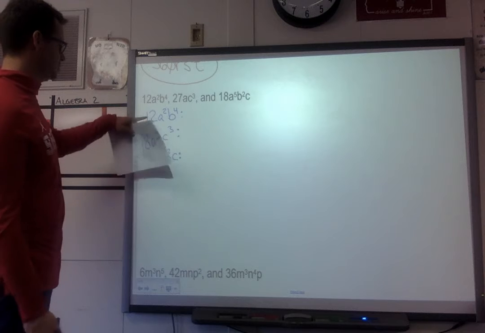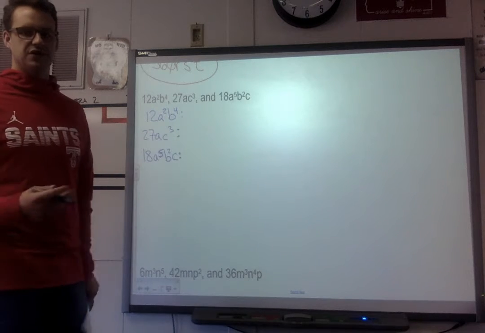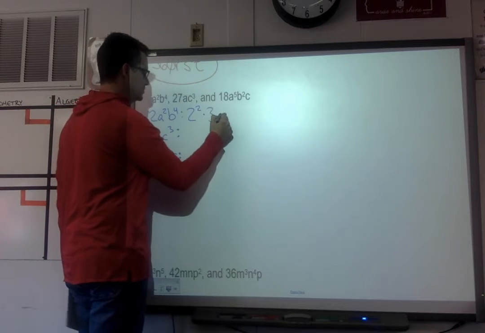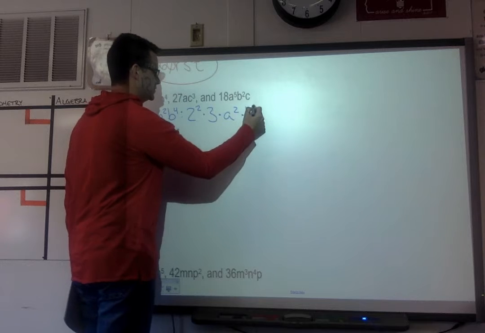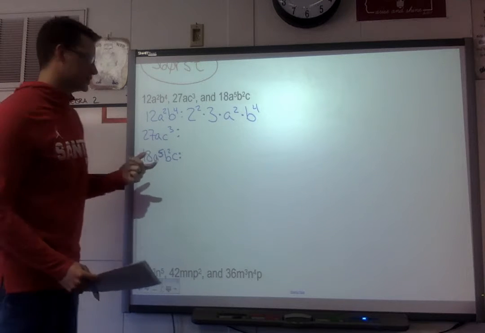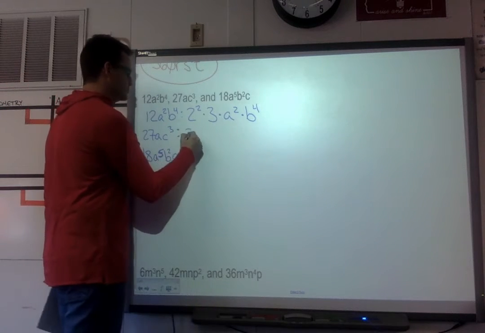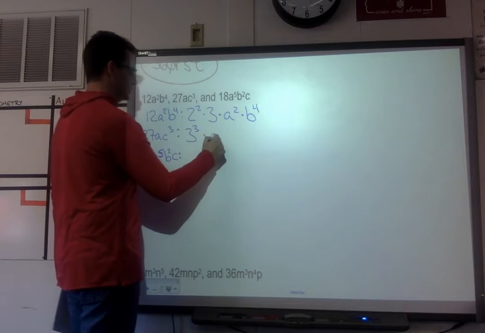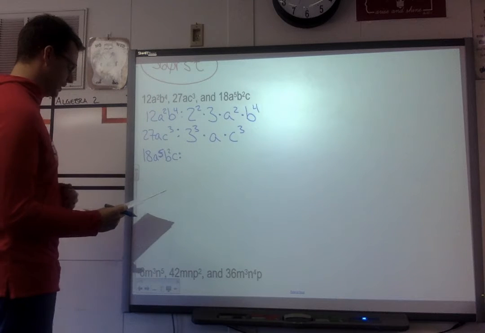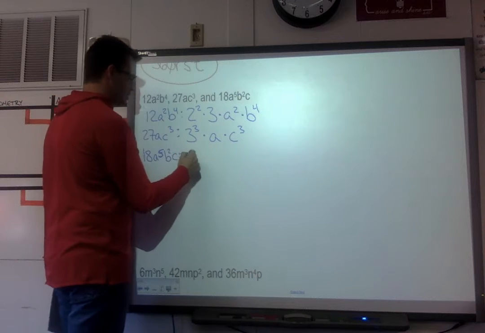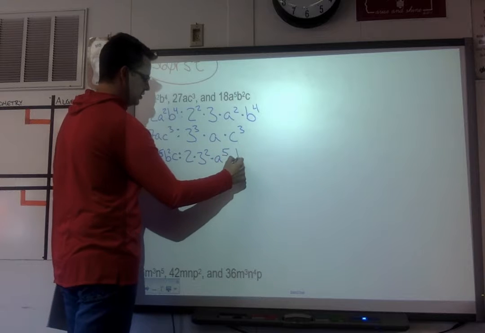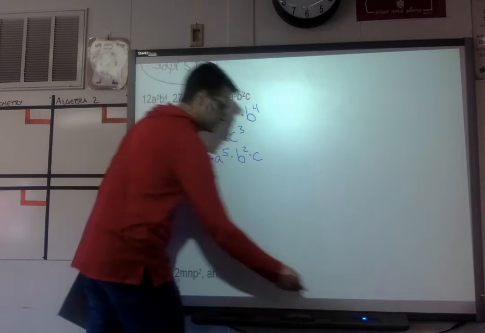So the prime factorization of these, for 12, I can break it down to 3 times 4. 4 is 2 squared. So 2 squared times 3 times a squared times b to the fourth. 27 is 9 times 3. 9 is 3 squared. 3 squared times 3 gives me 3 cubed times a times c cubed. 18, I would get 2 times 9. Again, I know that 9 is 3 squared, so I can say 2 times 3 squared times a to the fifth times b squared times c.